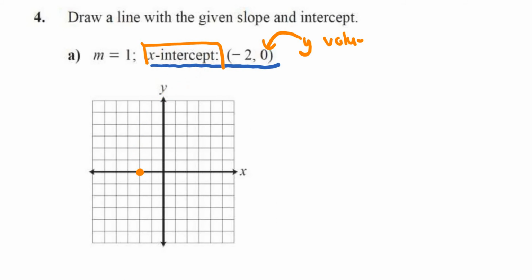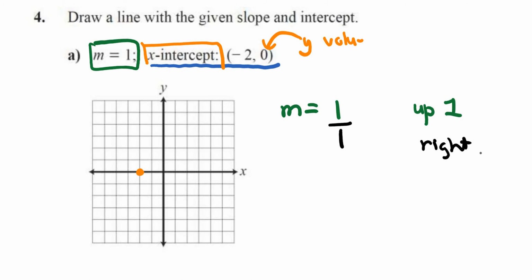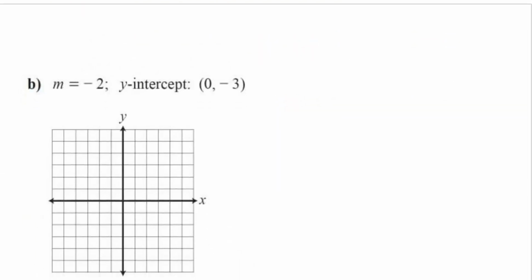After that, we have a slope of 1, which means it's really 1 over 1. So you go up 1, and then right 1. From that point, let's go up 1, right 1, up 1, right 1, up 1, right 1, and continue the pattern there. Then just draw a line, and there's your graph.